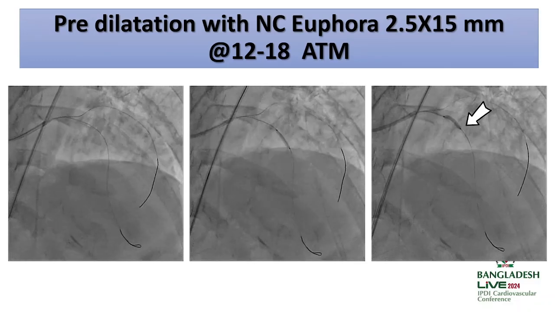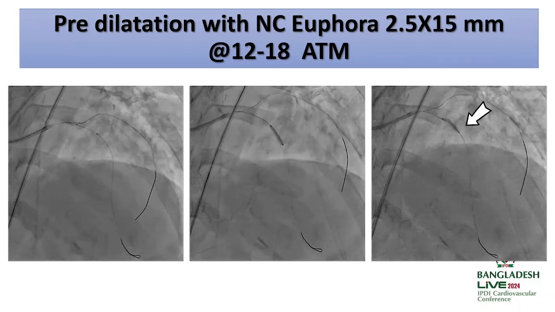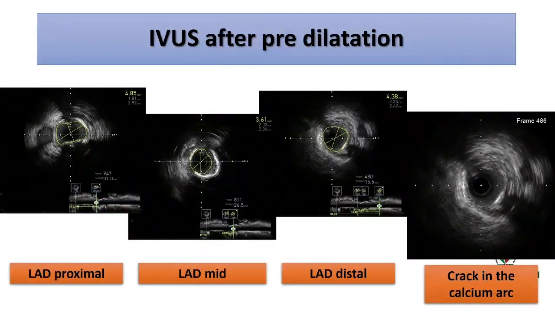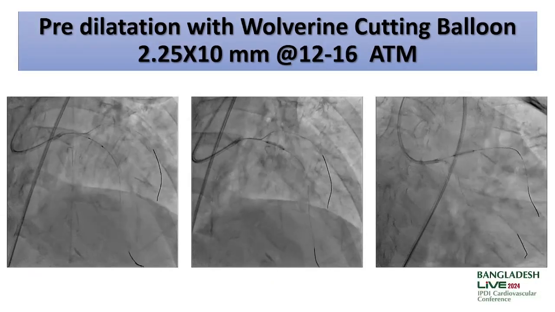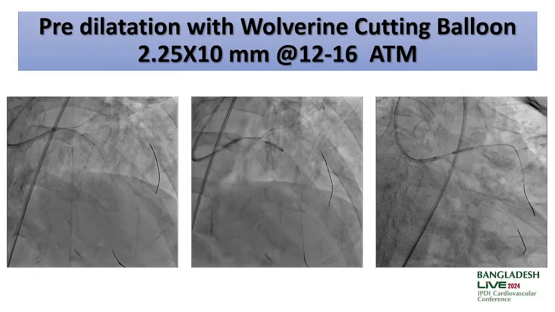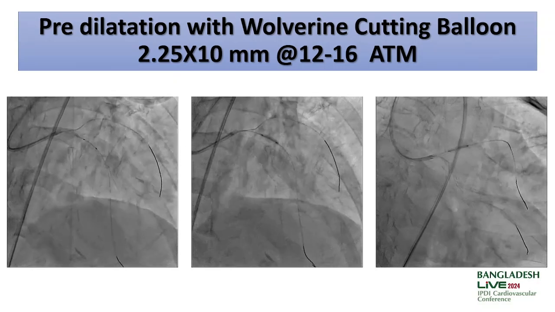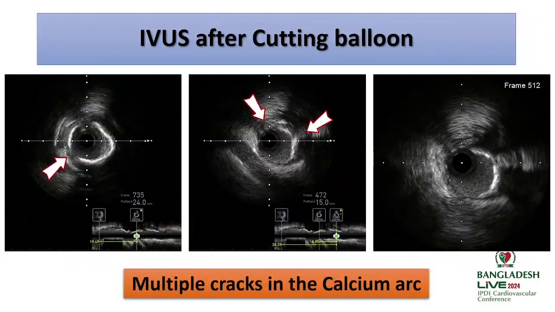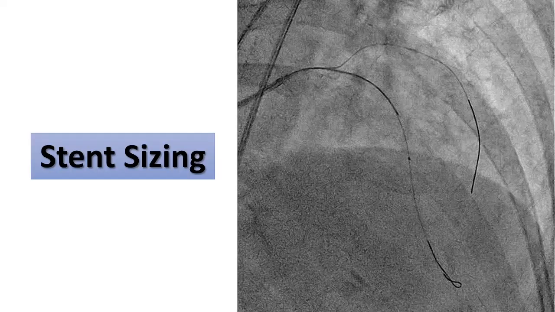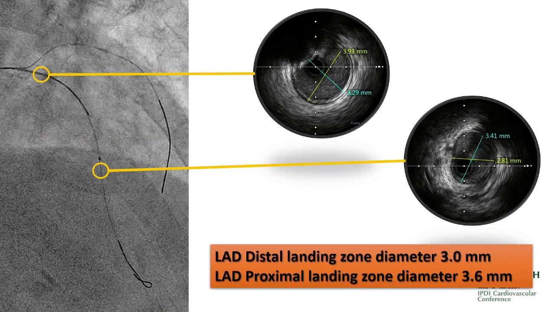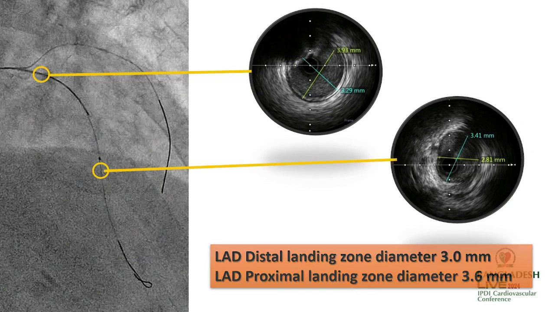So we pre-dilated the lesion with an NC 2.5 into 15 millimeter balloon, but there is a dog bone effect. And IVUS after pre-dilation showed very few cracks. It was not satisfactory, so we took a Wolverine cutting balloon 2.25 into 10 and pre-dilate the lesion again. And IVUS after the cutting balloon showed multiple cracks in the calcium arc. And we do the stent sizing with the help of the IVUS. LAD distal landing zone diameter was 3 millimeter and proximal landing zone diameter 3.6 millimeter.